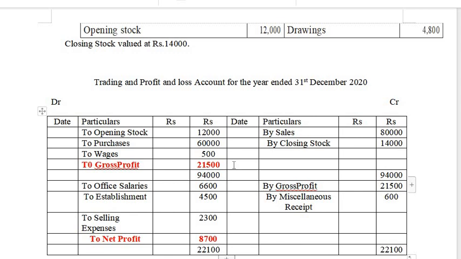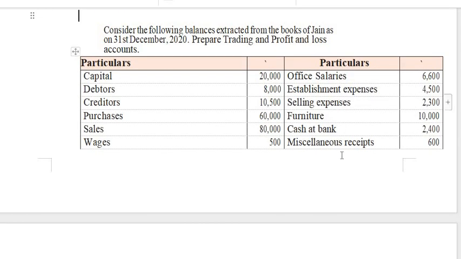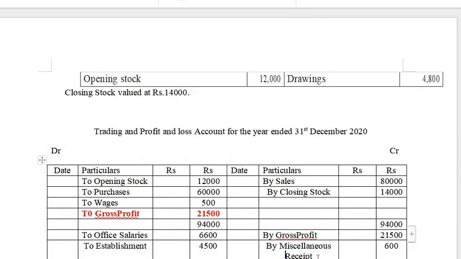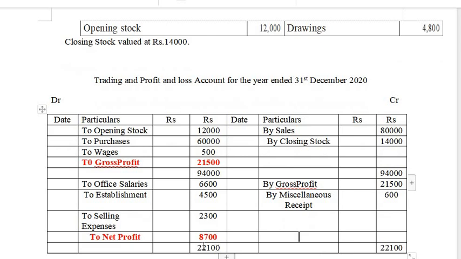Then on the right hand side I have to write income. Only one income is given, which is miscellaneous receipt, that I have written here as miscellaneous receipt. Okay, then I have to balance the account. Again I am adding the right hand side and left hand side. On the right hand side I am getting 22,100.